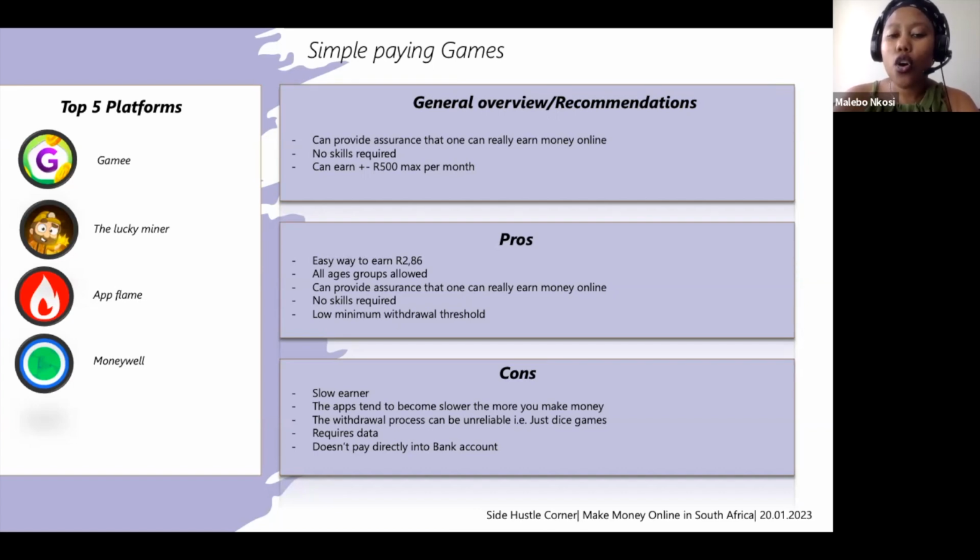And then the con is that it requires data. Another thing is that it doesn't pay directly into your bank account, as I've already mentioned, those two payment methods. So all four of them, sorry, will pay into PayPal.